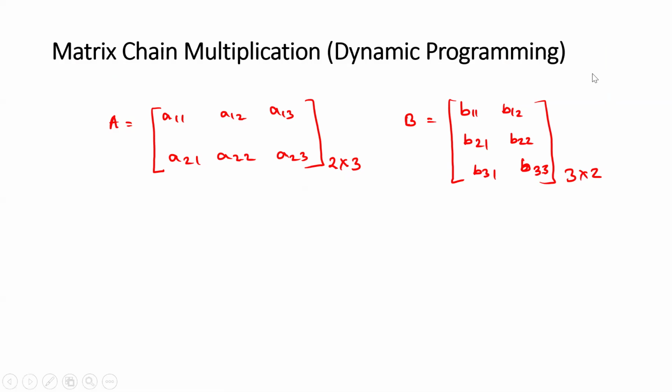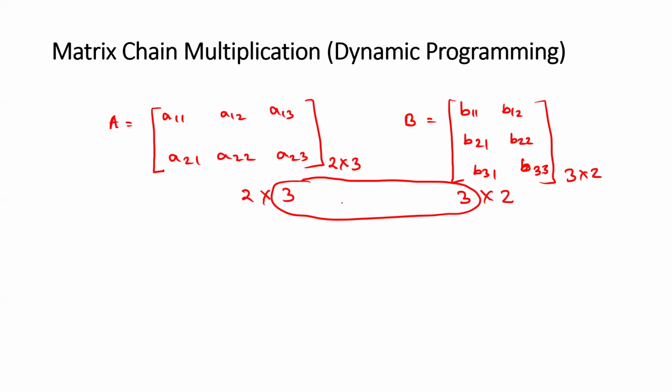In matrix multiplication, one of the main criteria is that, when multiplying two matrices, the number of columns of the first matrix should be equal to the number of rows of the second matrix. That means this should be equal. So now the resultant matrix is A cross B.